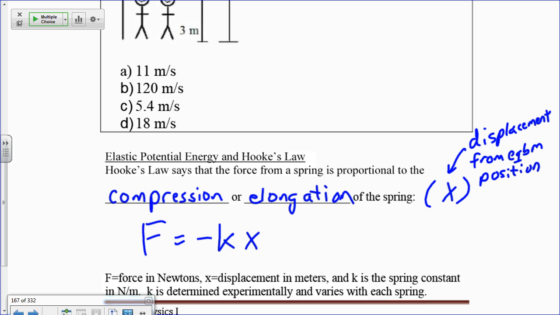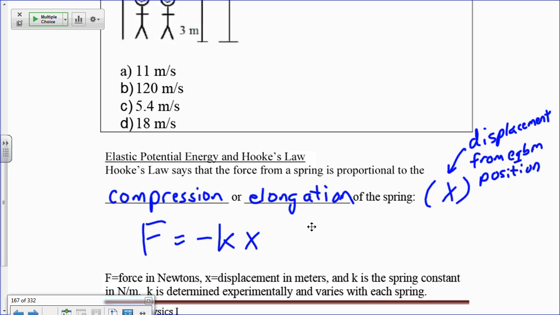So if k is really big, that means it's a stiff spring. So like the springs on your car have a really large k because they're very stiff, but the springs in a slinky or whatever, big or small k? Small k, right. So it's a really loose spring. It doesn't require much force to elongate it or compress it.